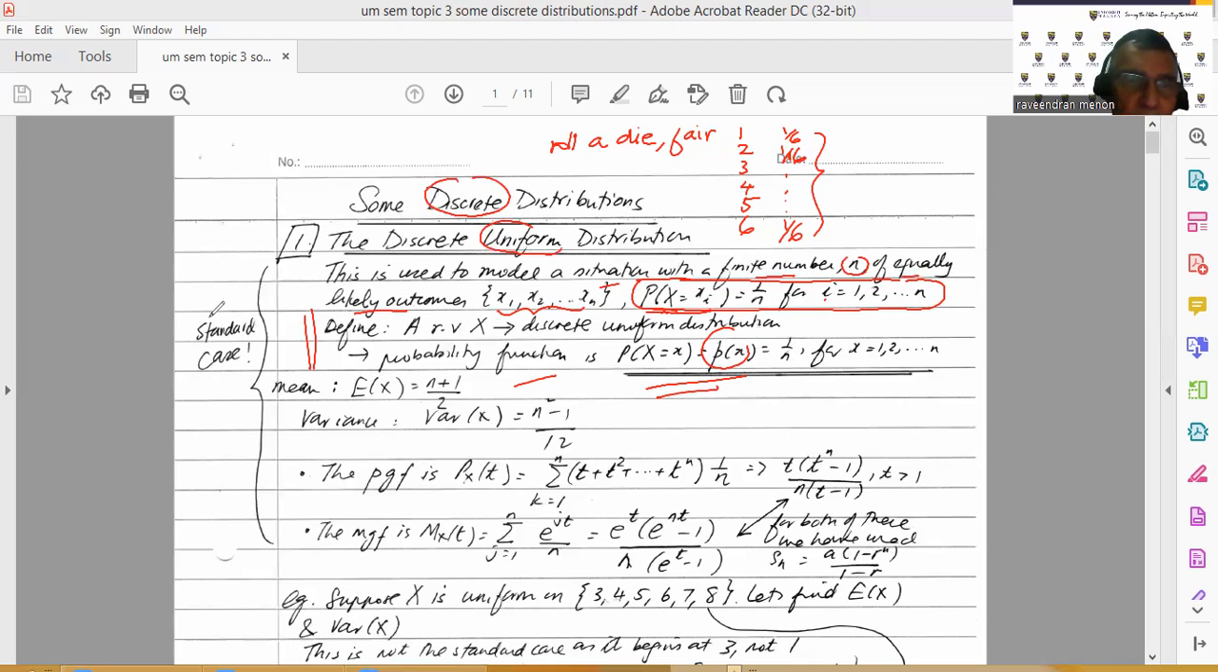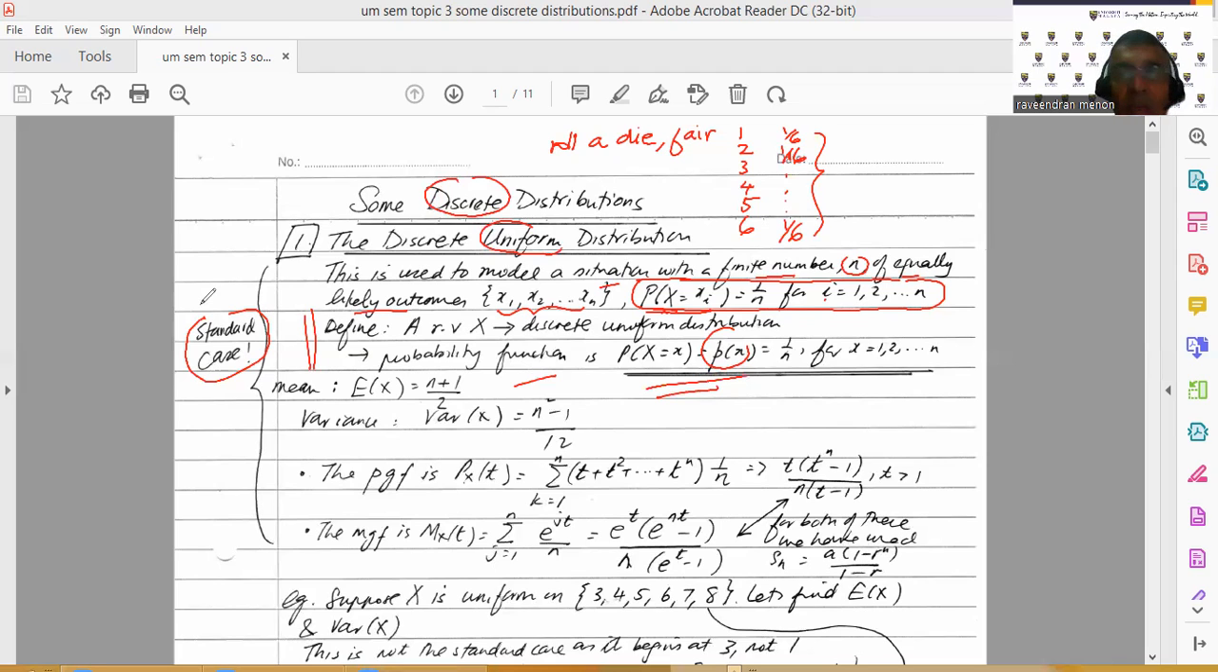I wrote here, this is the standard case, simply because we can do some transformations and still bring it back to the standard case. Never mind. Let's move on to some definitions. The mean, I'm not going into proofs. You can look up a statistics book or a probability book to get your derivations. So let's just state the facts.